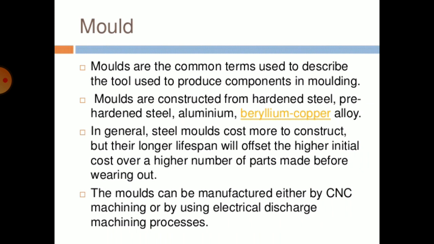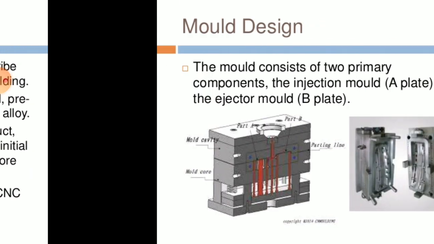Molds are common terms used to describe the tool used to produce components in molding. Molds are constructed from hardened steel, pre-hardened steel, aluminum, beryllium, copper alloy. In general, steel molds cost more to construct, but their longer lifespan will offset the higher initial cost over a higher number of parts made before wearing out. The molds can be manufactured either by CNC machining or by using electrical discharge machining processes.